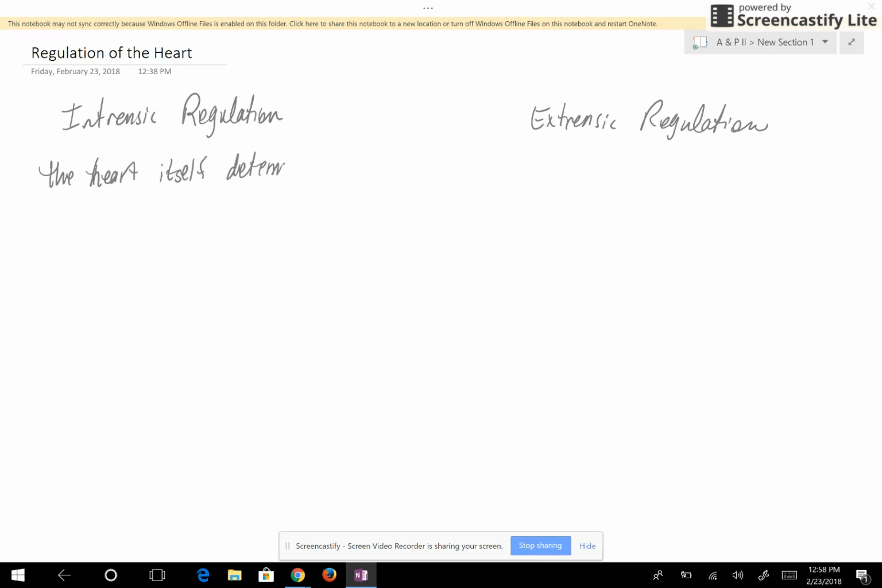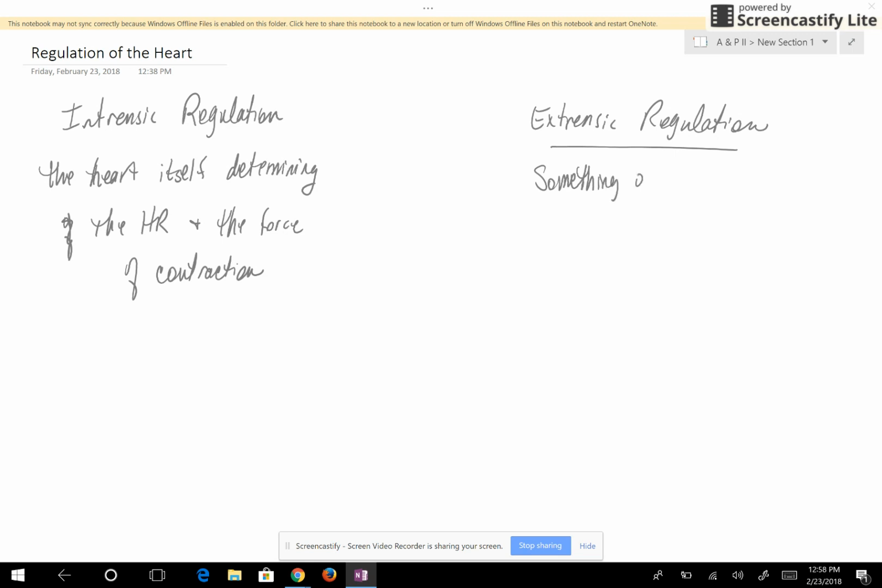determining the heart rate and the force of contraction. With extrinsic regulation, you're going to be looking at things outside of the heart. Something outside of the heart influences the heart rate and the blood pressure.